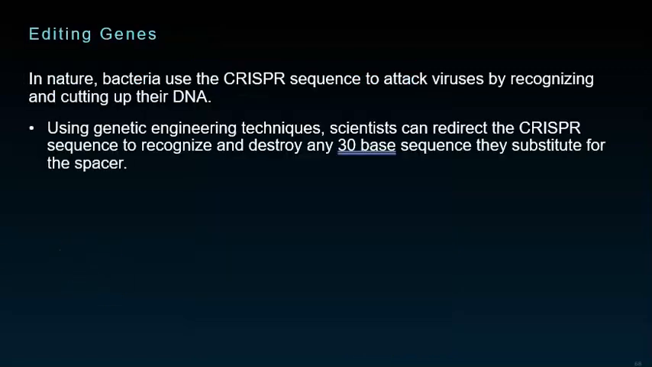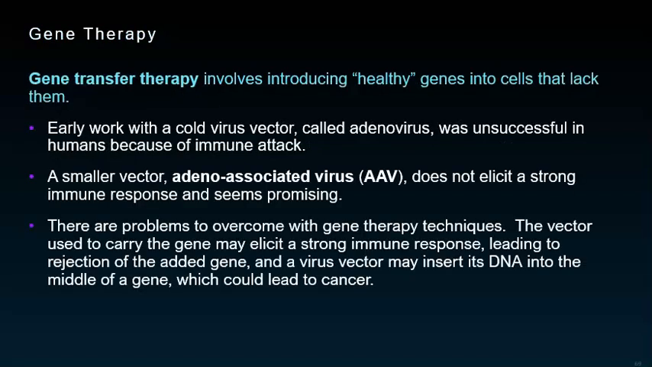In nature, bacteria use the CRISPR sequence to attack viruses by recognizing and cutting up their DNA. And using genetic engineering techniques, scientists can redirect the CRISPR sequence to recognize and destroy any 30-base sequence that they substitute for the spacer. So there's a great video for that on Canvas as well that you may or may not have seen if you were in class that day.